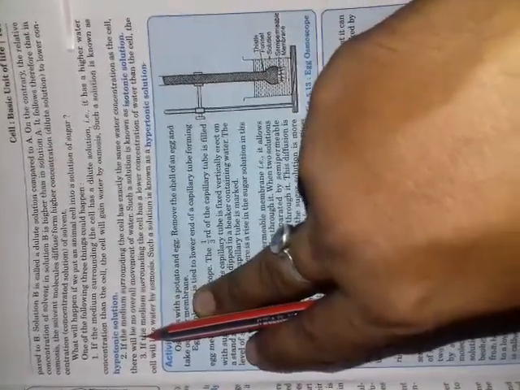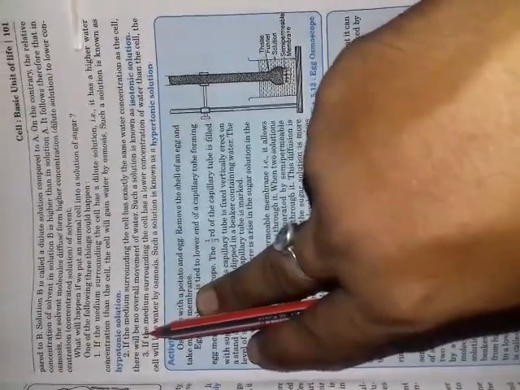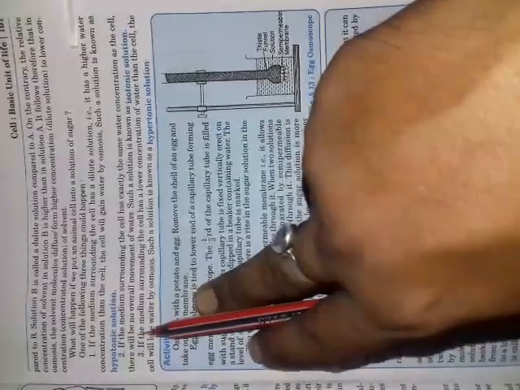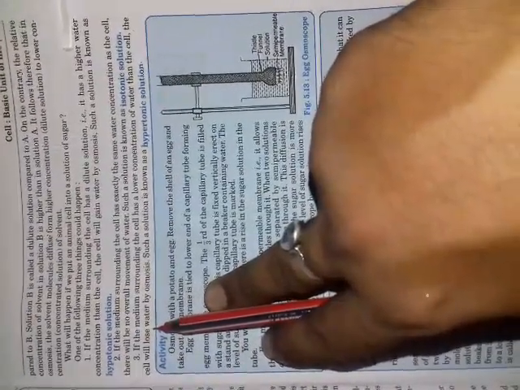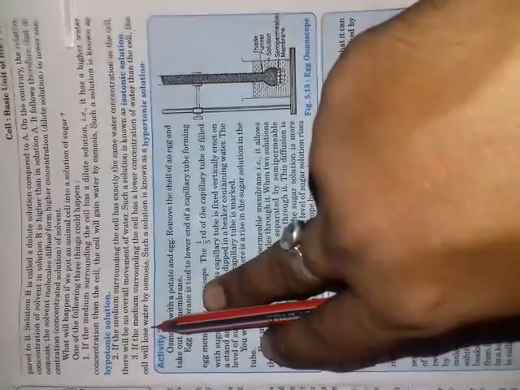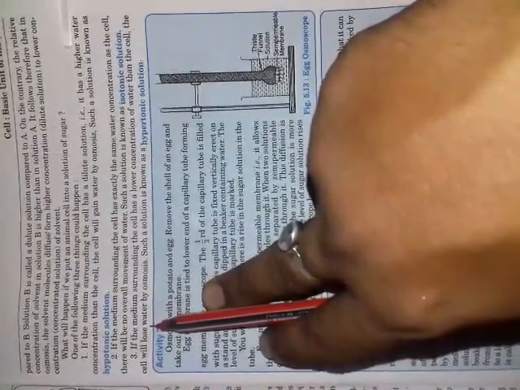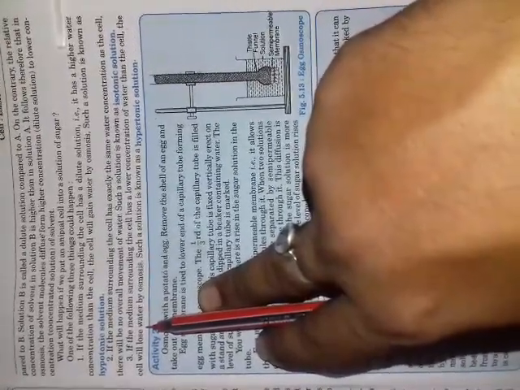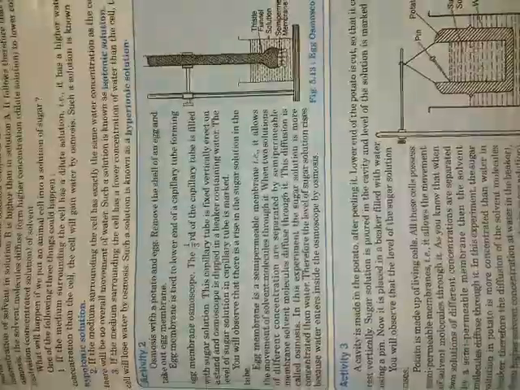If the medium surrounding the cell has exactly the same water concentration as the cell, there will be no movement of water. Such a solution is known as an isotonic solution. And the third one: if the medium surrounding the cell has a lower concentration of water than the cell, the cell will lose water by osmosis. Such a solution is known as a hypertonic solution.